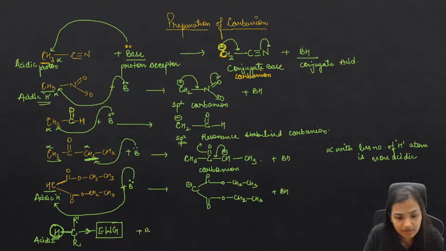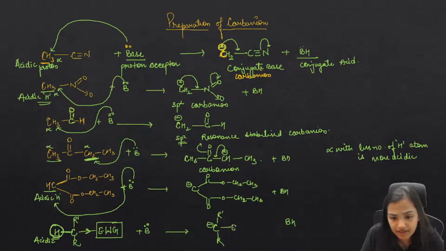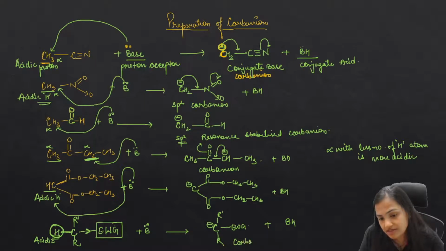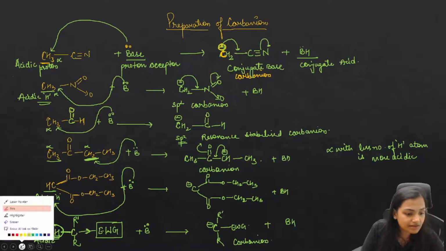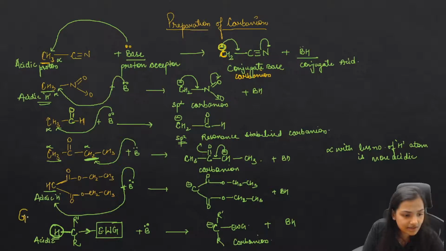Then when we treat it with a base, there will be a formation of BH, the conjugate acid, and you will get C negative, with R dash, R, and an electron withdrawing group attached, and this is a carbanion. So basically this is the general pattern for the preparation of a carbanion. I have generalized this mechanism for how carbanions get prepared.